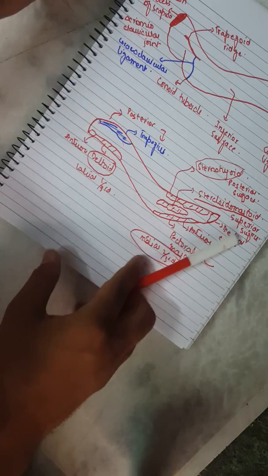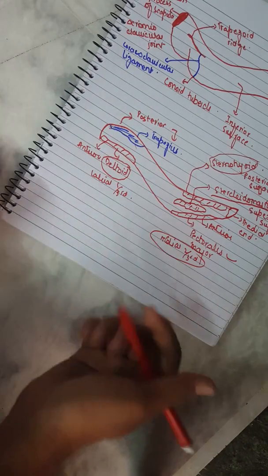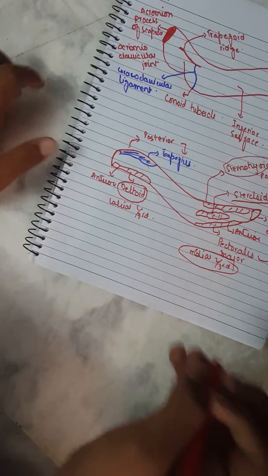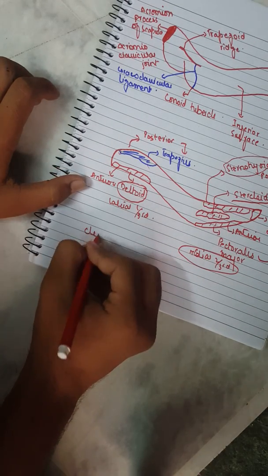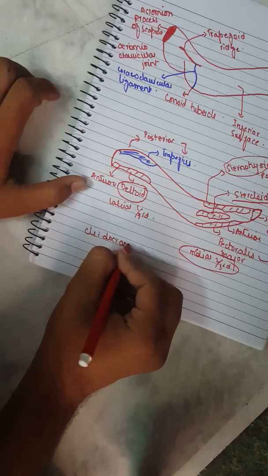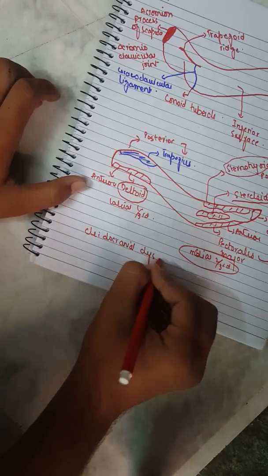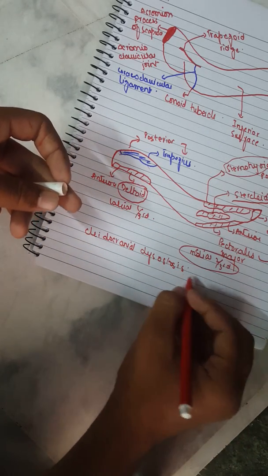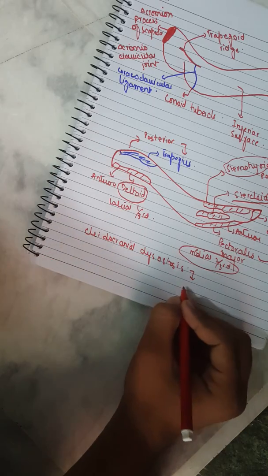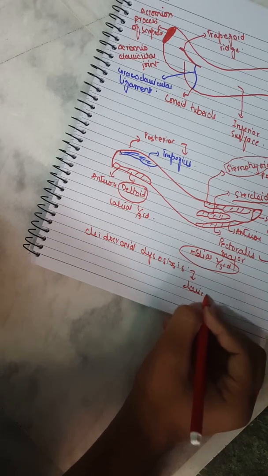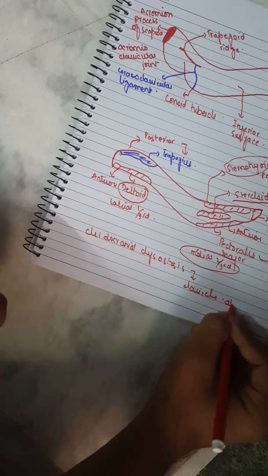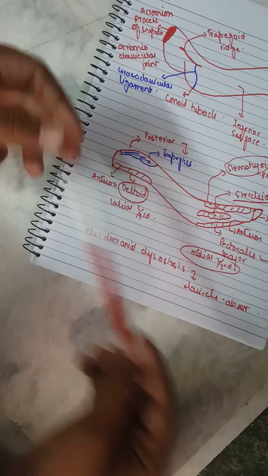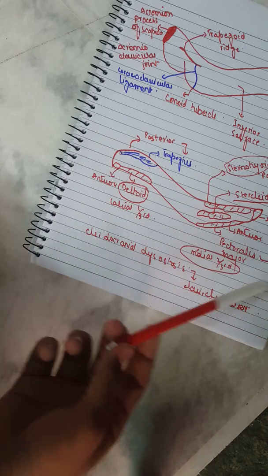Now we have to discuss the clinicals of the clavicle. There are two main important clinicals of the clavicle. One is known as cleidocranial dysostosis. Cleidocranial dysostosis is a clinical condition in which the clavicle is absent by birth.